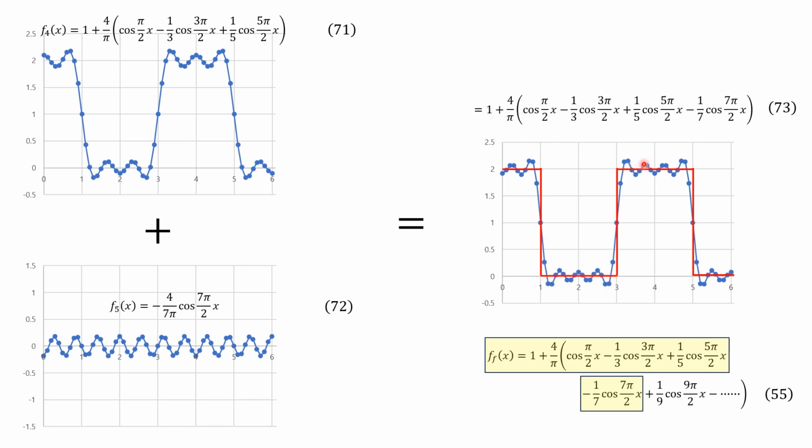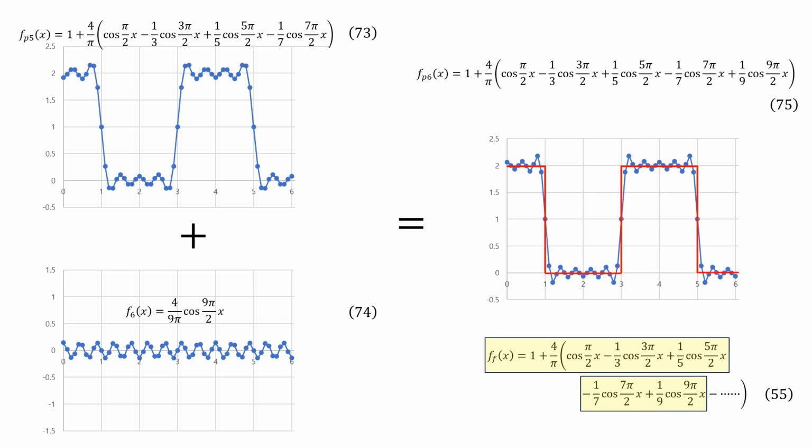As shown in the figure, compared to the sum fp4 of the fourth term of the Fourier series, the result is much closer to a square wave. This means that the overall error value of the Fourier series continues to decrease as the terms of the Fourier series increase. Continuing, the sixth term of the Fourier series can be expressed as f6(x) as shown in equation 74.